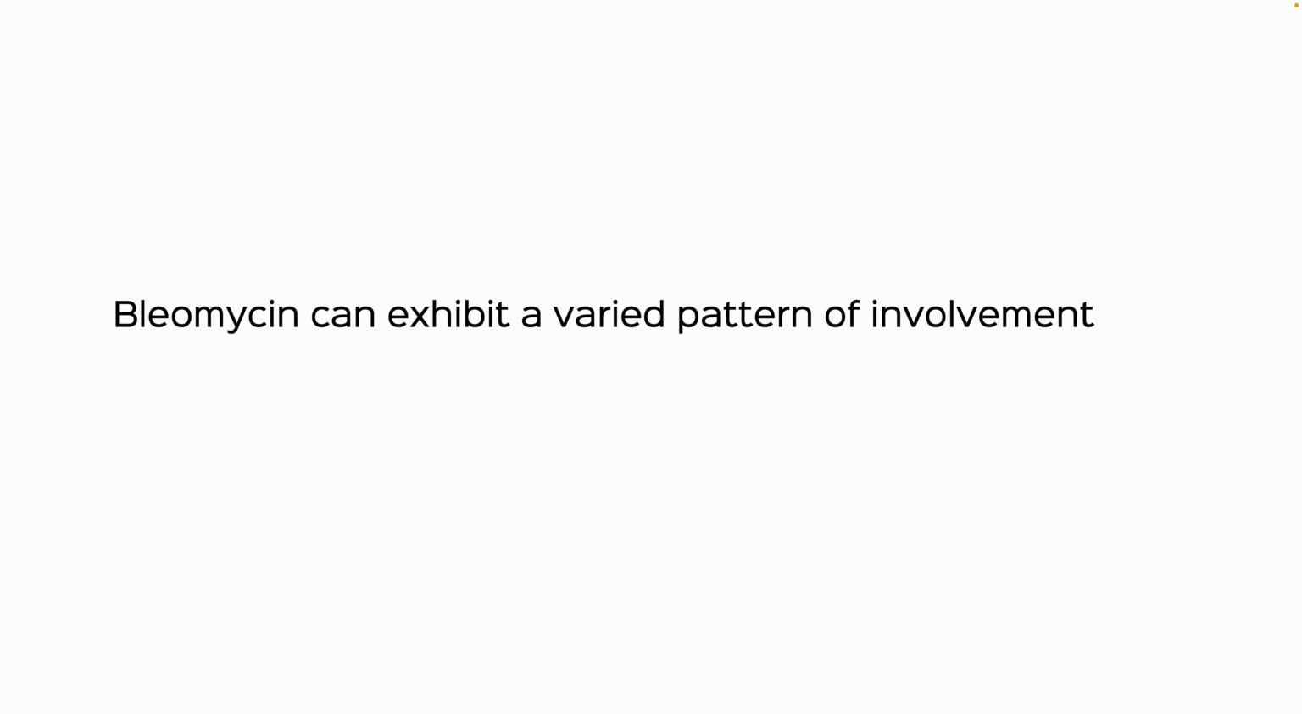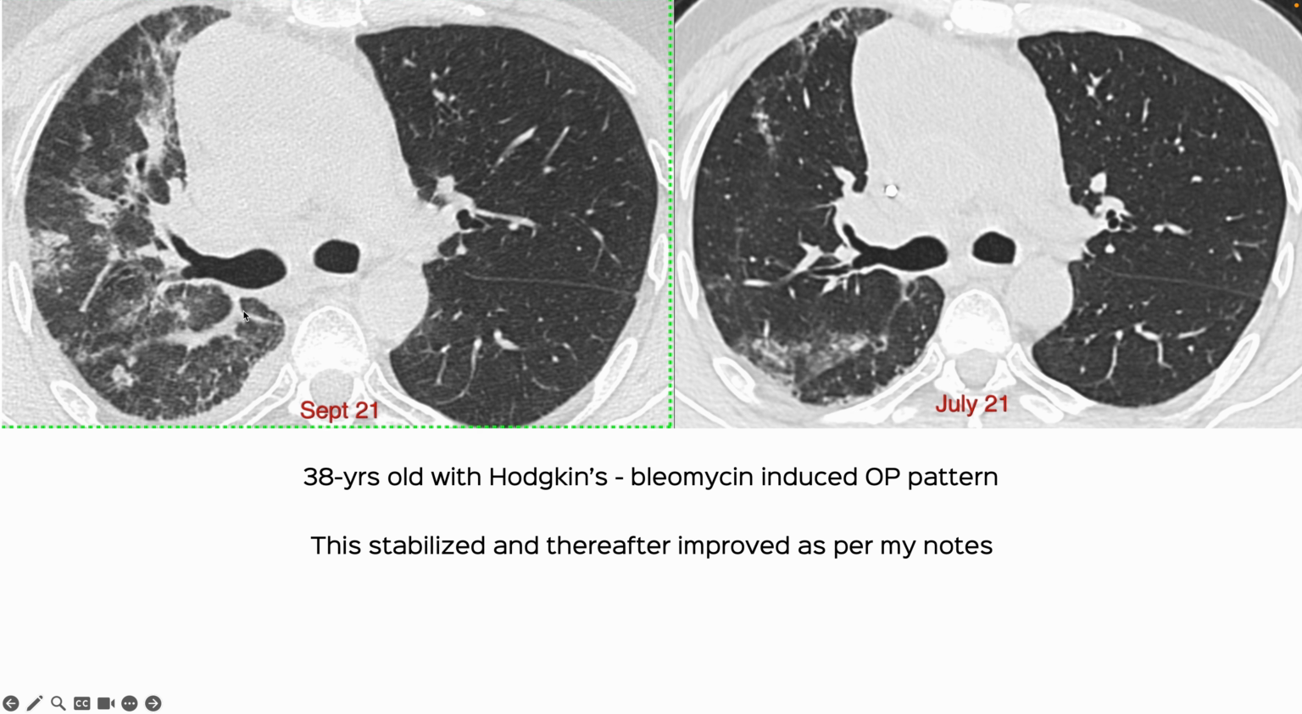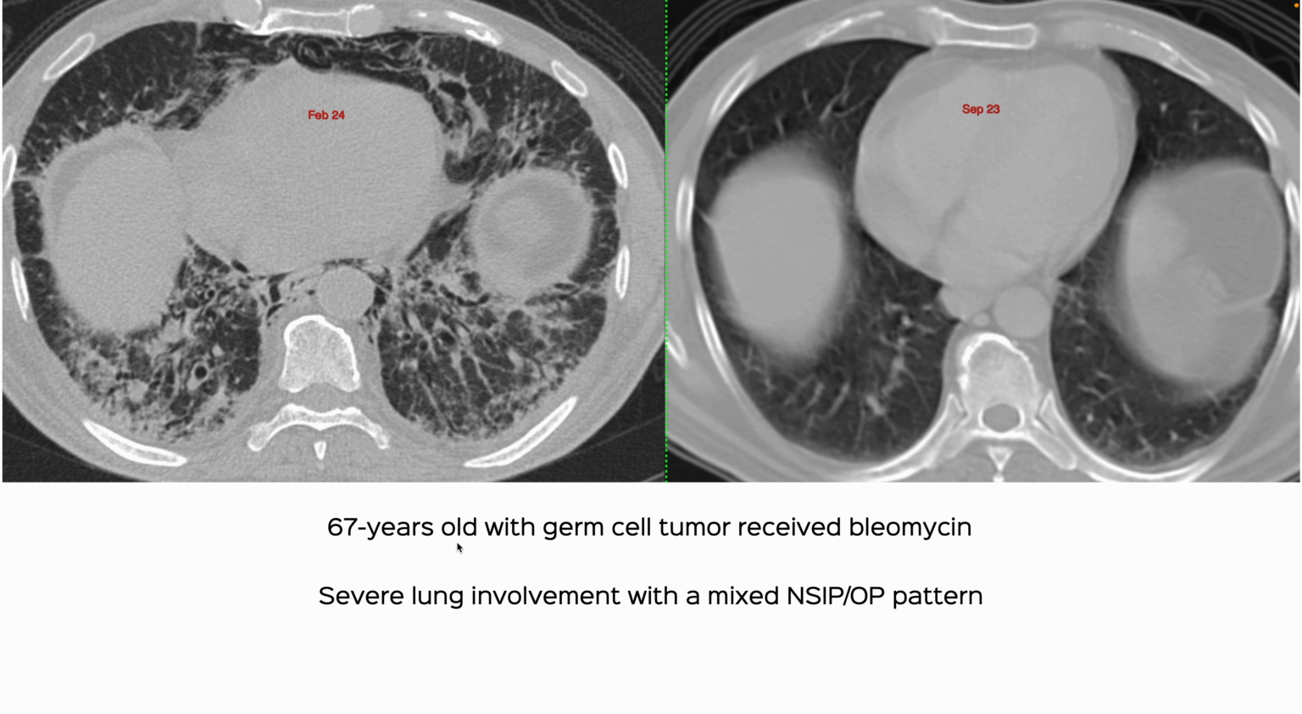But bleomycin can exhibit a varied pattern of involvement, so I looked at my archives. This is a 52-year-old with bleomycin-induced lung injury, normal lungs in August, then this OP pattern in December, and then improvement later. So this patient did well. This is another patient who had progression over 3 months, but my notes say that the patient improved, and there were a couple of subsequent scans. I don't have the images where the lung lesions were described to have improved.